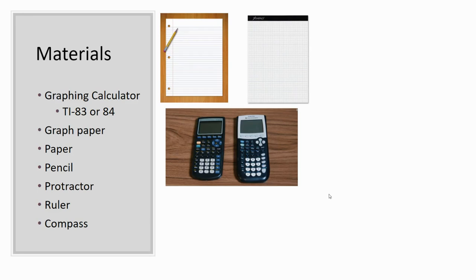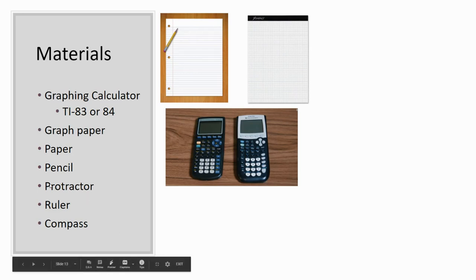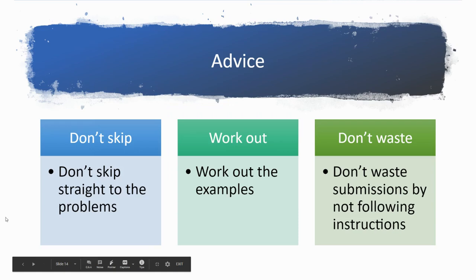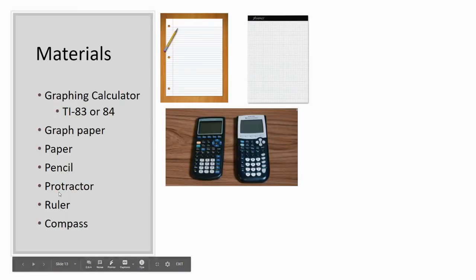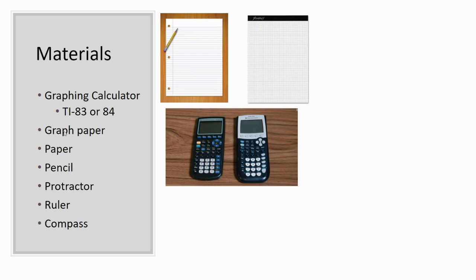Okay, so what materials are you going to need for class? Really and truthfully, if you have some paper and pencil, that's really all you need. You definitely don't need a protractor for this course. Let me go back. You don't need a protractor, a ruler, or a compass. You just need paper and pencil. Some graphing paper would be helpful because we do a lot of graphing in this course. And if you have a TI 83 or 84, that would be great.